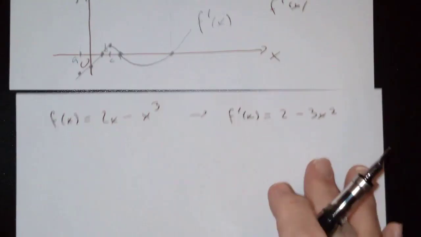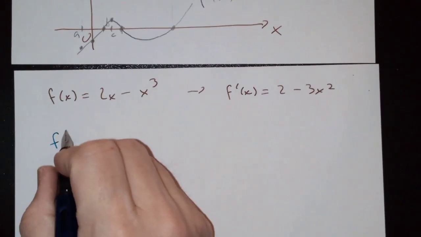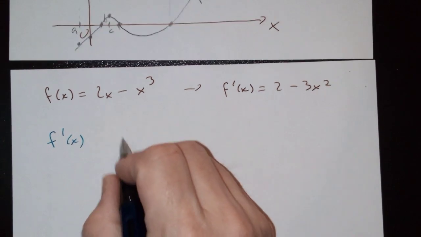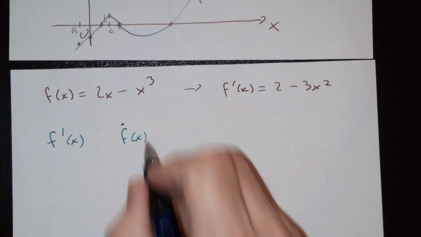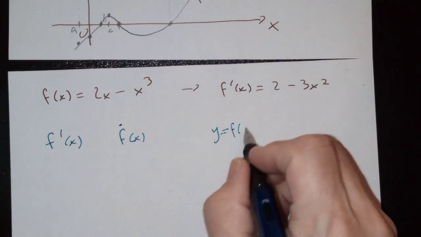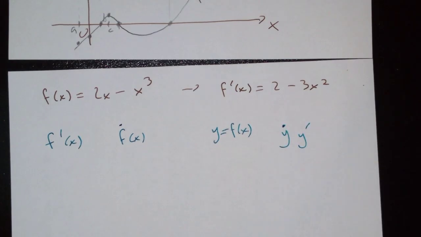Now, a short diversion into calculator notation. I keep writing f prime of x. And this notation for my derivative was created by Pierre Fermat. Isaac Newton used f dot of x. If I write y equals f of x, you'll often see y dot or y prime. Same idea. They all mean a derivative.